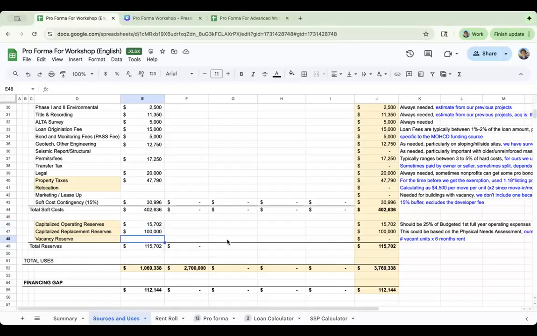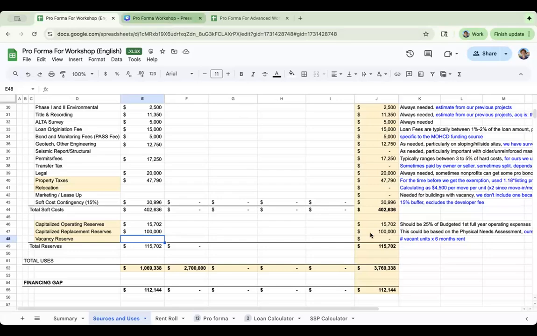Vacancy reserve. Okay, so this also is lucky for this hypothetical building in which we don't have any vacant units. But if you do have vacant units, it's smart to set aside 6 months worth of rent as a vacancy reserve here, assuming it'll take you 6 months to fill those units, especially if you have to rehab them, it could be even longer. So that's where we put that amount.